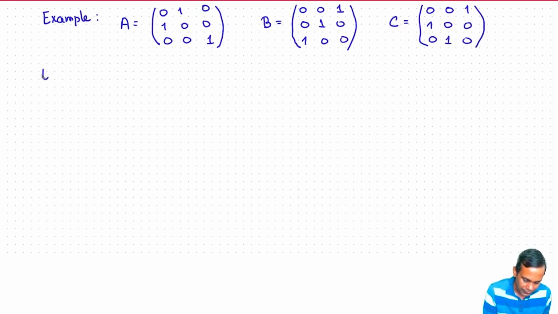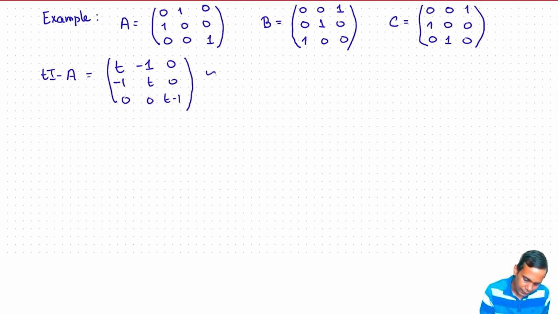So now we have tI minus A, which is t, minus 1, 0, minus 1, t, 0, 0, 0, t minus 1. As in all the examples we've seen so far, the GCD of the entries is just 1. And now let's look at the 2 by 2 minors. Here we've got a 2 by 2 minor t squared minus 1. Here we've got a 2 by 2 minor t into t minus 1. And then here another. There are actually 9 2 by 2 minors here, and many of them are 0.